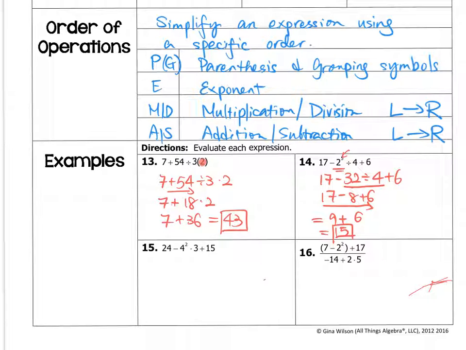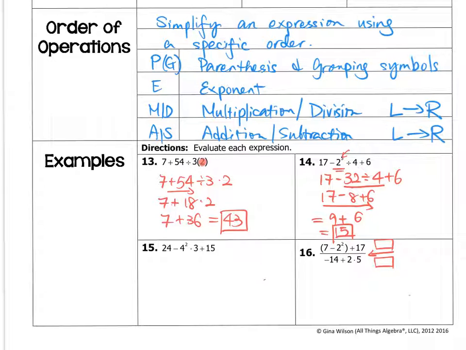Okay? You can do number 15 on your own, but I would like to do 16, which has a fraction. Notice the fraction bar works just like the parentheses. You take care of upstairs first, then you take care of downstairs, and then the rest will fall into place. So let's look at the upstairs.